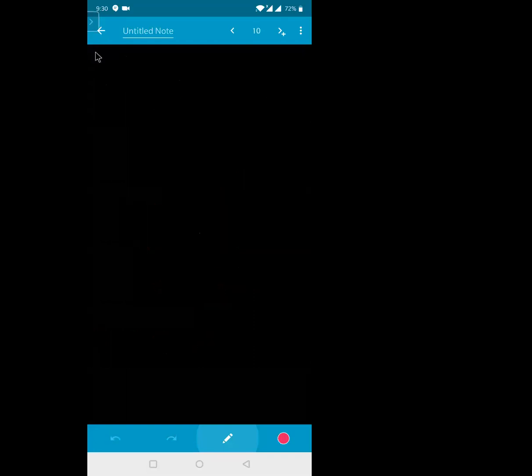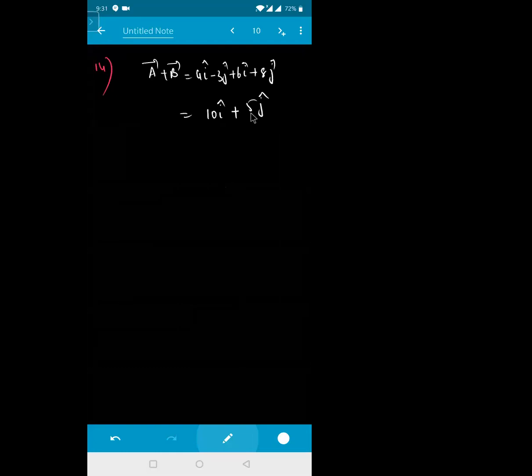And the 14th one, I'm trying to do it right now. For A bar plus B bar, you try to take out the magnitude. So this is 4i cap minus 3j cap plus 6i cap plus 8j cap, both of them. So this is i and i, so this will become 10 times i cap, plus 5 times j cap. Is that clear for everyone? 8 minus 3 will be equal to 5.